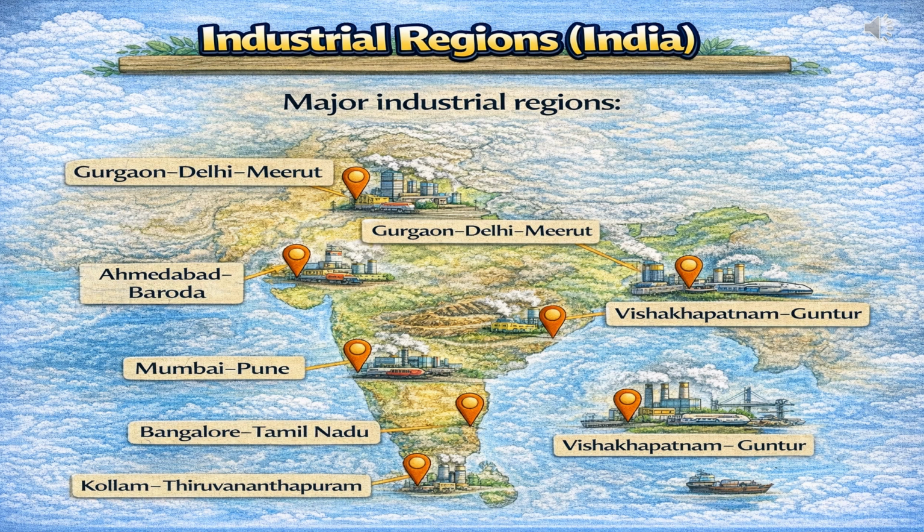Now let's come back to our country, India. India also has many major industrial regions such as Mumbai, Pune, Bangalore, Tamil Nadu, Hooghly, Ahmedabad, Baroda, Nagpur Belt, Vishakhapatnam, Guntur, Gurgaon, Delhi, Meerut, Kollam, Tiruvananthapuram. Each region developed industries because of raw materials, workers, transport, and market. Now, while industries are important, sometimes they also create dangers. So next, we will learn about industrial disasters.